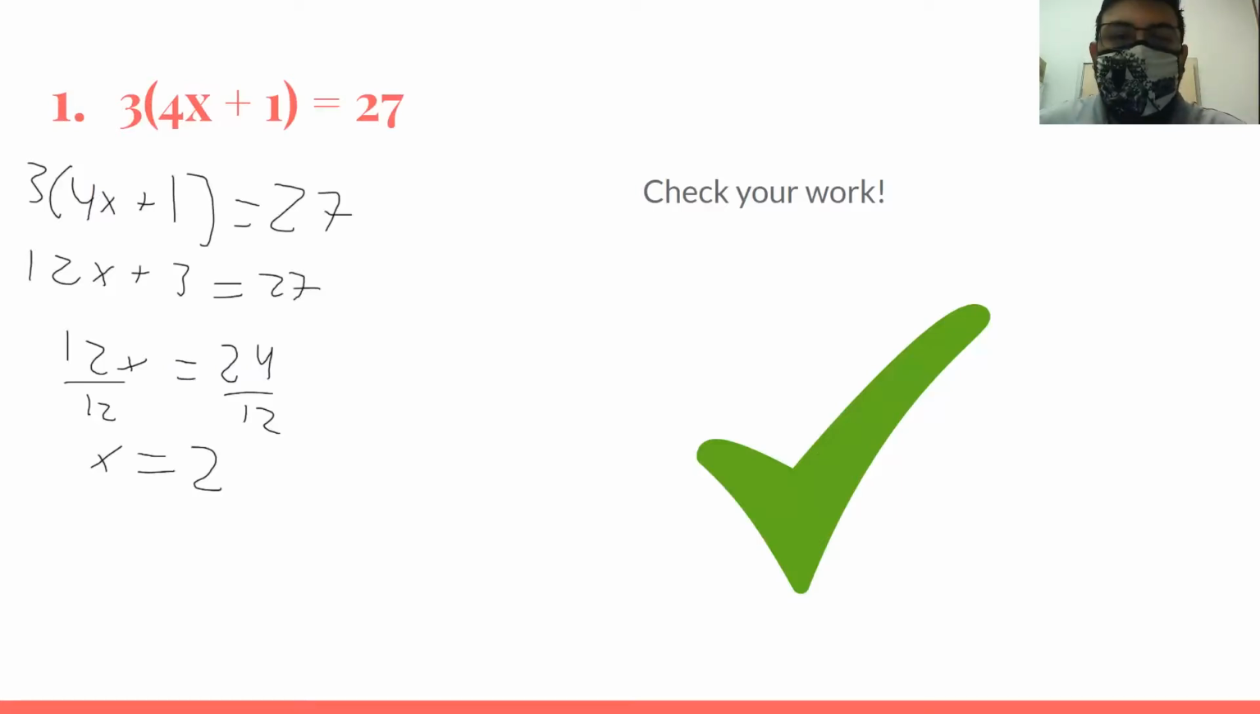All right, number 1, 3 times (4x plus 1) equals 27. You want to distribute the 3 across everything. So 3 times 4x is now 12x, because 3 times 4 is 12. Bring down the x, 12x. Then it's 3 times 1. Both are positives. Positive 3, positive 1. Bring it down to plus 3. Then you bring down equals 27. Then you're just going to solve as normal. So you don't see the step, but you're subtracting 3 on both sides, which gets 12x equals 24. Then you divide by 12 on both sides. 24 divided by 12 is 2. X equals 2.